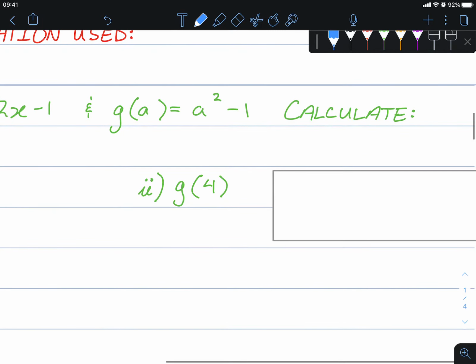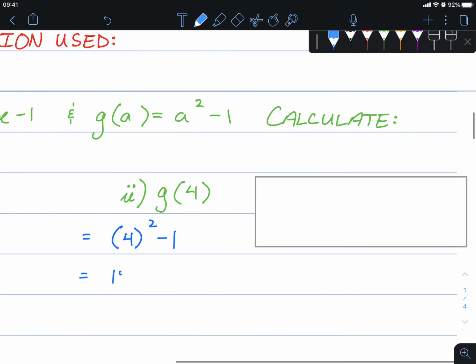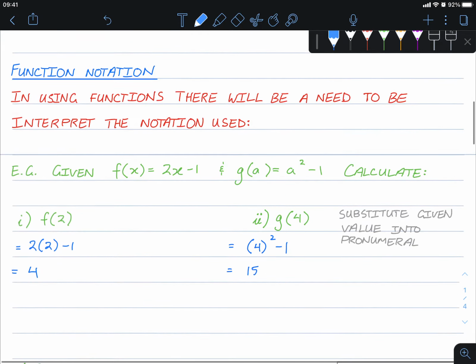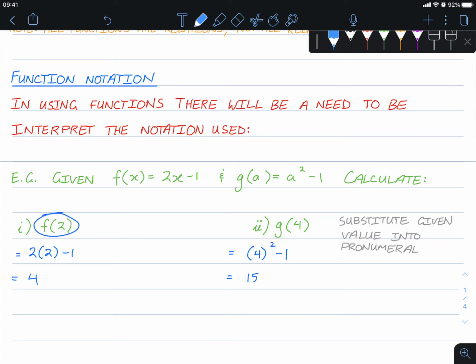If we do it for g of 4, this equals 4 squared minus 1. That's 16 take away 1, which is 15. So simply put, if you see f of a number or g of a number, just substitute the given value into the pronumerals shown.